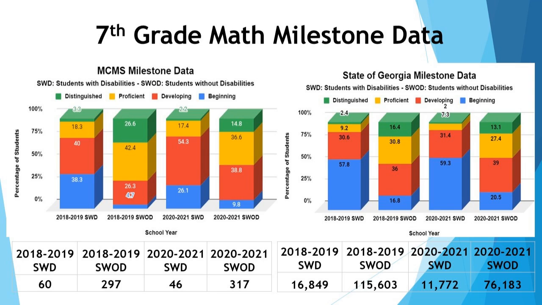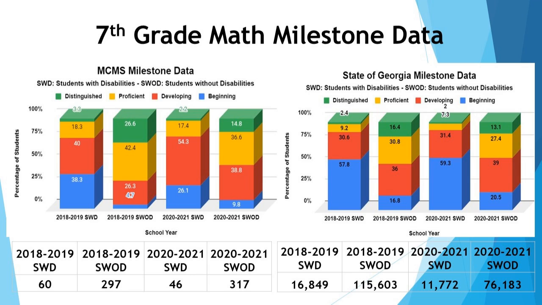Our third slide on milestone data compares milestone scores for students with disabilities and students without disabilities between MCMS and the state. In 2018-19, we can see the students with disabilities outperform the state overall, except in the developing level where MCMS held a 40% compared to the state's 30.6%.